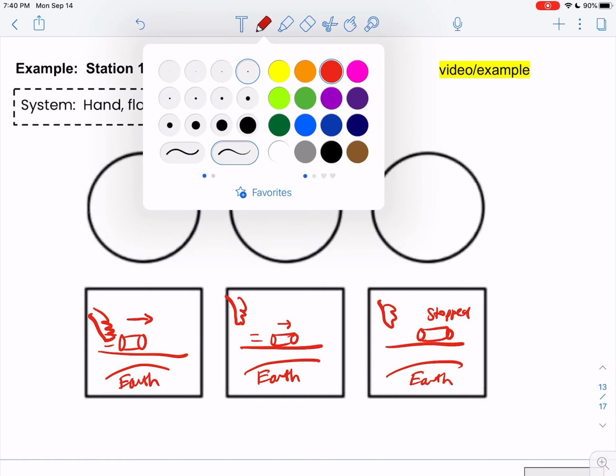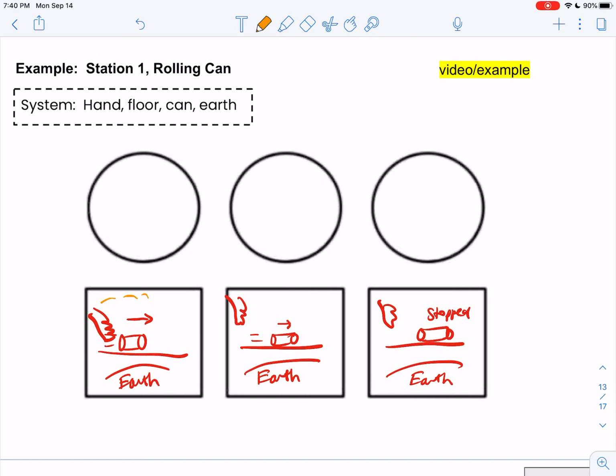Then I'm going to think about my system as having the hand, the floor, the can, and the earth, and then I have three different positions when it happened. So I want to ask myself these questions about what type of energy, how the energy is being stored in the system. Initially, I see that the can is moving very fast, and there cannot be any ED in the beginning, because nothing has happened yet.